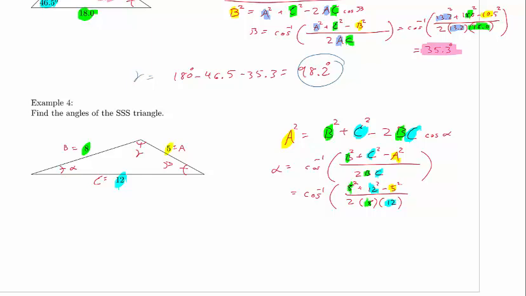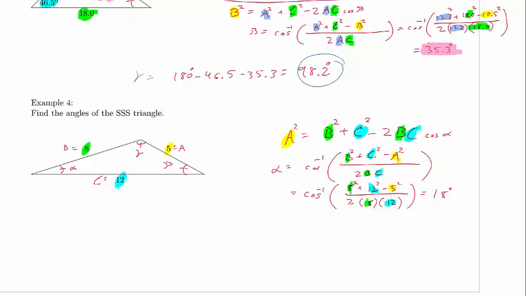And then we run through that calculation, and you will end up with about 18 degrees. Again, make sure your calculator is in degree mode and not radian mode. Alright, so this is going to be pretty much the same setup for beta and gamma.